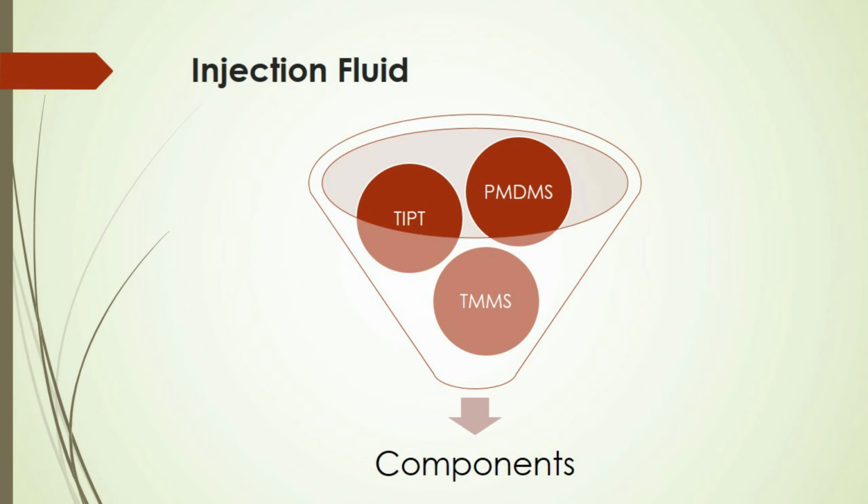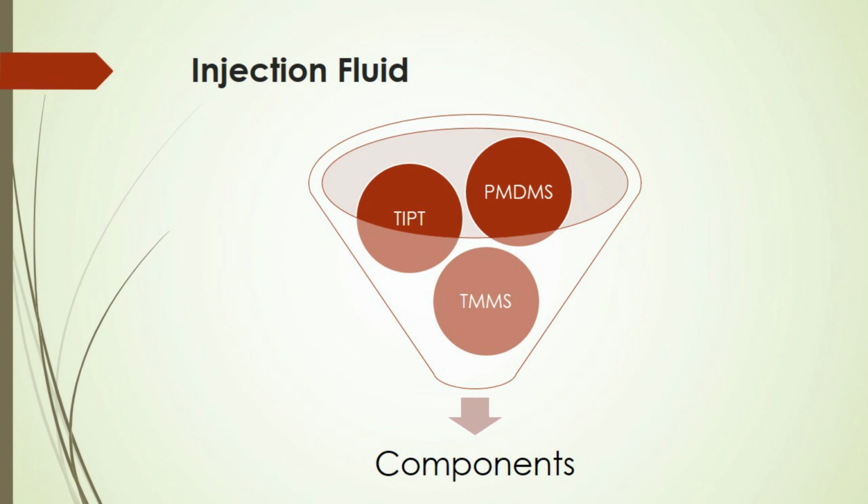Right now, I want to briefly discuss the three fluid components, namely the phenylmethyl dimethoxysilane, which is the acronym PMDMS, the titanium isopropoxide, which is acronymed as TIPT, and the trimethyl methoxysilane, which is simply called TMMS. By the way, these components are better known by their acronyms than their actual chemical names, as you can see that they're very, very hard to pronounce.